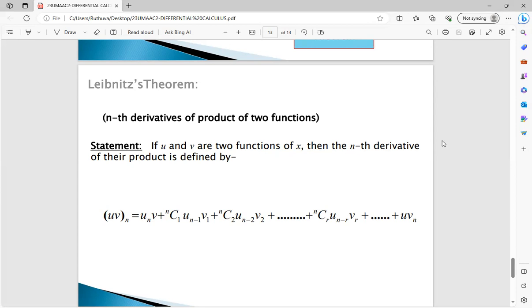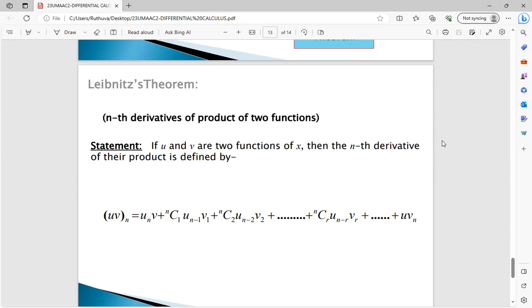Okay, statement. If u and v are two functions of x, then the nth derivative of the product is defined by (uv)^n equals u_n (the nth derivative of u) into v, plus nC1 u_(n-1) v_1, plus nC2 u_(n-2) v_2, etc., plus u into v_n. This is the Leibniz theorem for the product.